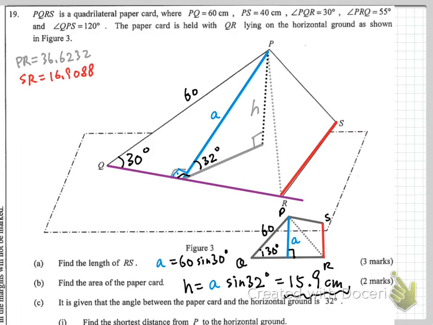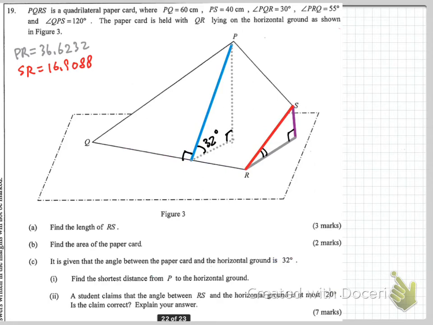So this is it about part C1. Now the difficult part is part C2, I guess. Part C2, let's move to another page. A student claims that the angle between RS and the horizontal ground is at most 20 degrees. So she is referring to this angle. She said that this angle is at most 20.